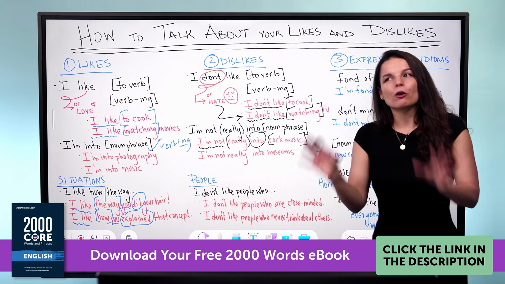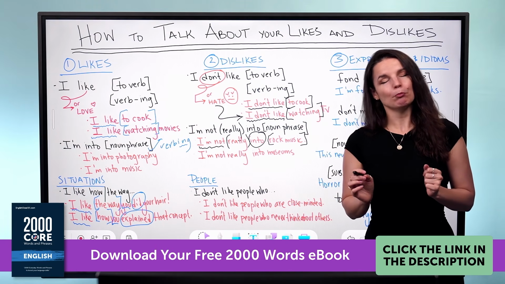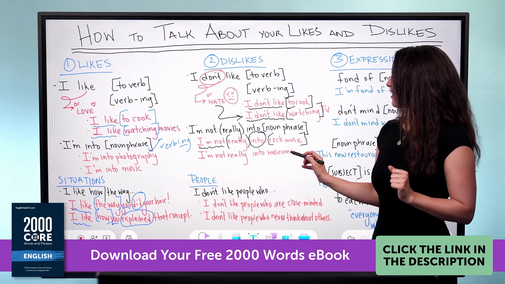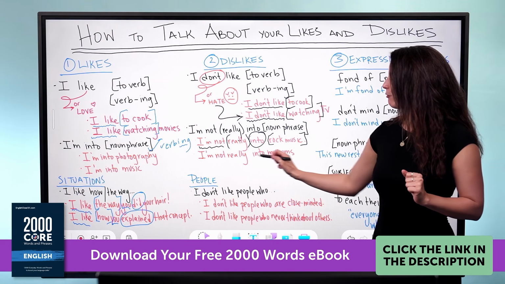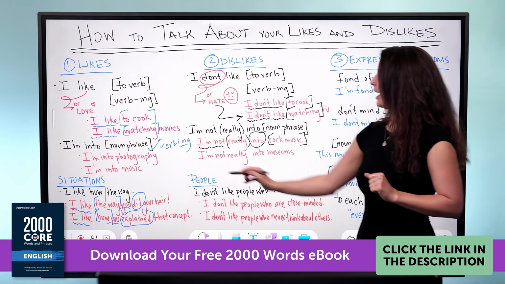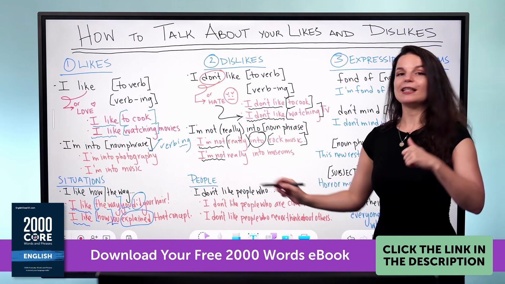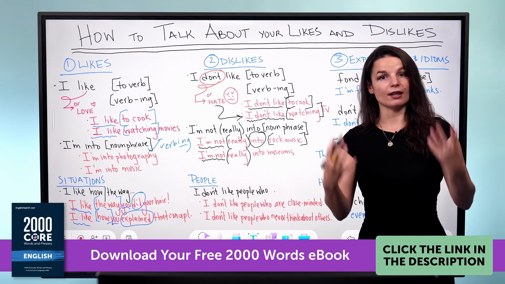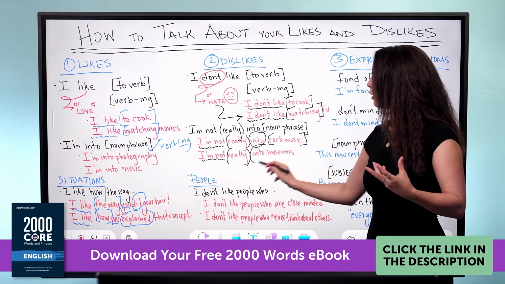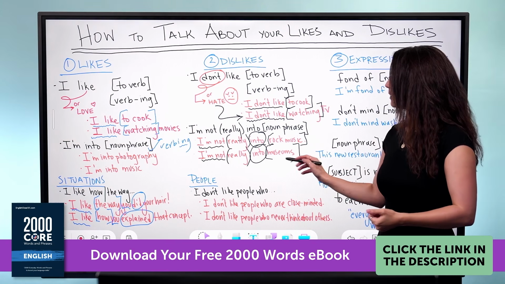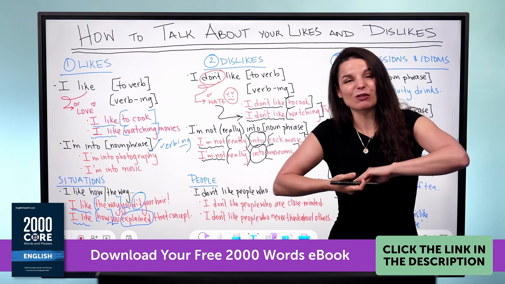So thank you for the invitation to the concert, but I'm not really into rock music. Okay, let's look at the second example. I'm not really into museums. Again, I'm not shows it is negative. Really is the softening expression. Into shows interest. And our noun phrase is museums. I'm not really into museums.